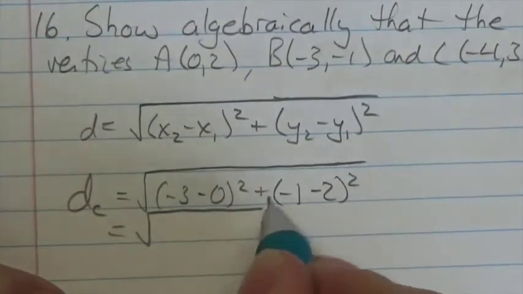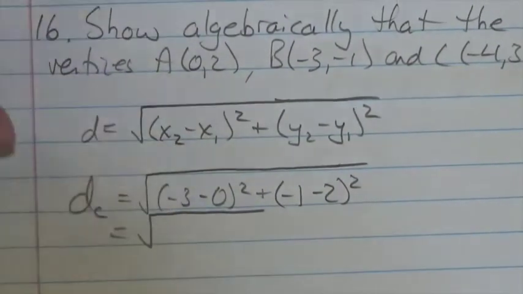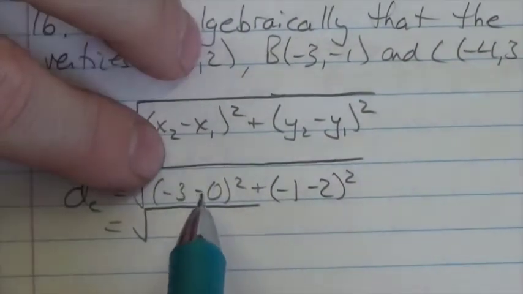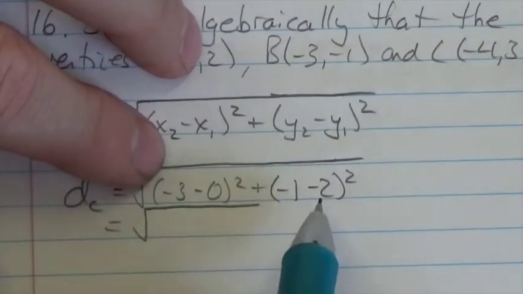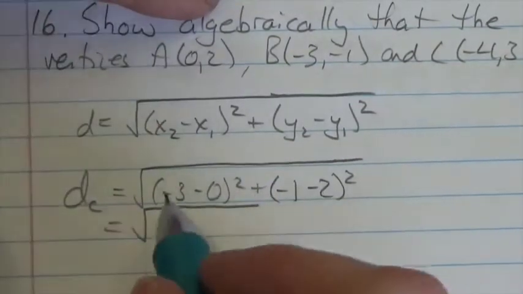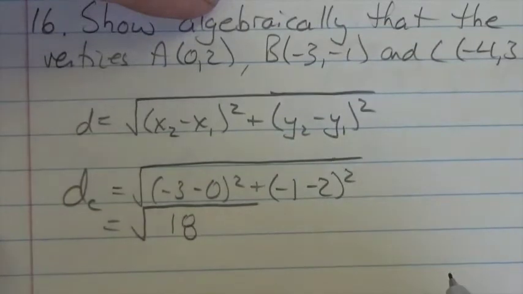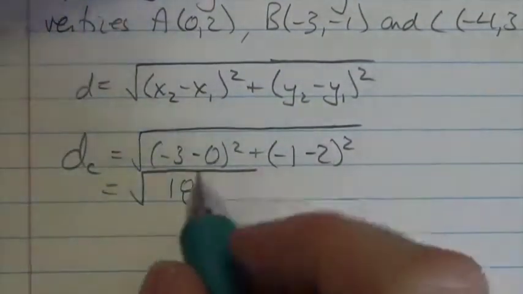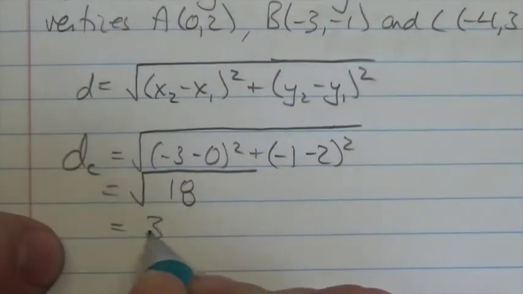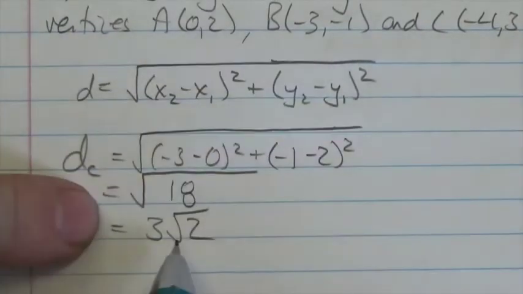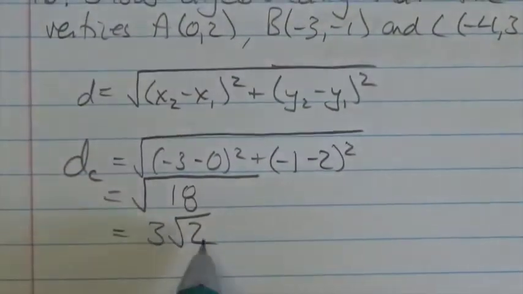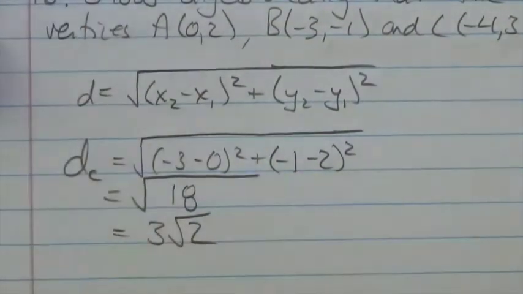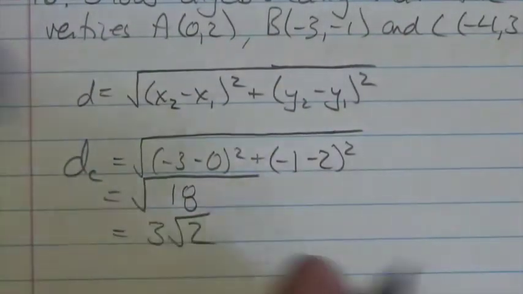Well, this is going to be the square root of, negative 3 minus 0 is negative 3, squared is 9. Negative 1 minus 2 is negative 3, squared is 9. So 9 plus 9 is 18, which I can simplify down to 3 multiplied by the square root of 2. Now, I didn't really need to do that, and you'll see why in a second. This is really as far as I needed to go.